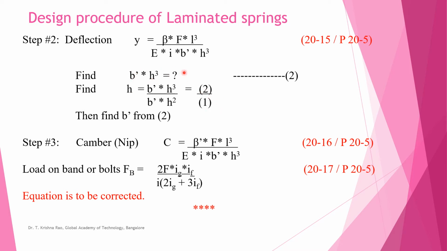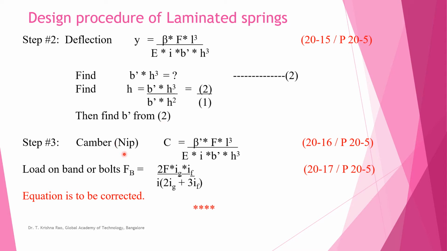Equation 2 is B dash H cube. Equation 1, in the stress equation, we got B dash H square. Then we find out the value of H. Once you know the H value, substitute that in B dash H cube and find out the value of B dash. Find B dash from equation 2 after substituting the H value in that.